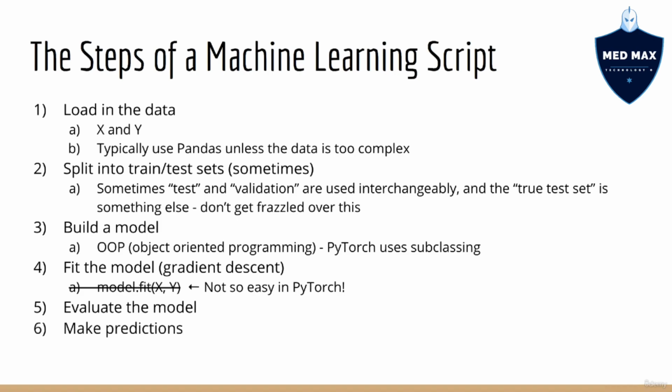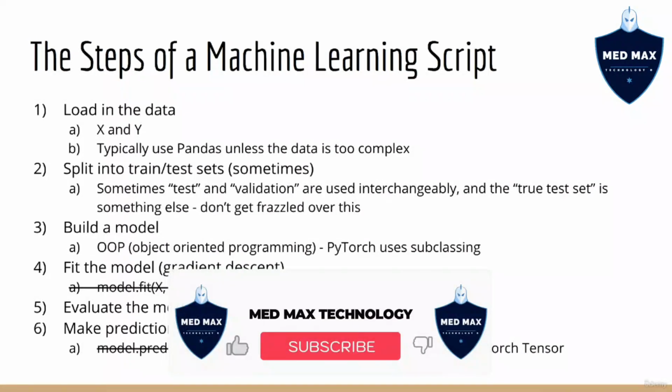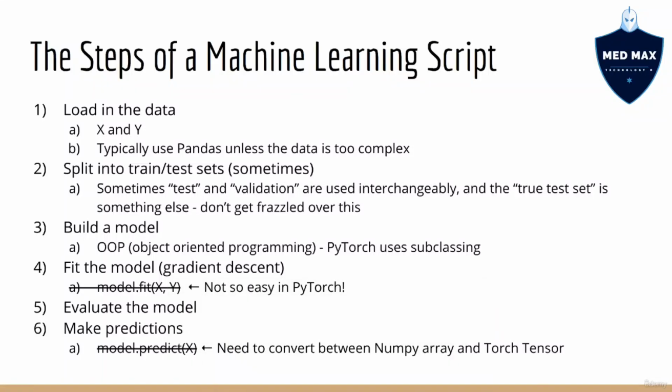In PyTorch, this is a little more complicated than in scikit-learn because PyTorch doesn't really work with Numpy arrays. Instead, PyTorch works with torch tensors. So there will be a lot of times where we have to convert back and forth between Numpy array and torch tensor, depending on what we need at the time. This might seem strange at first, but you'll get used to it as you get more practice. This process encapsulates the typical life cycle of a machine learning model. You load in your data, train a model, evaluate it, and then use it to make future predictions.